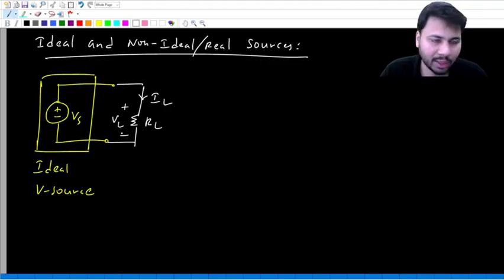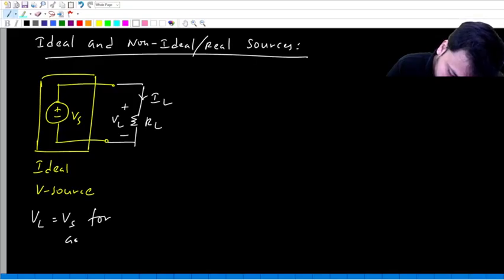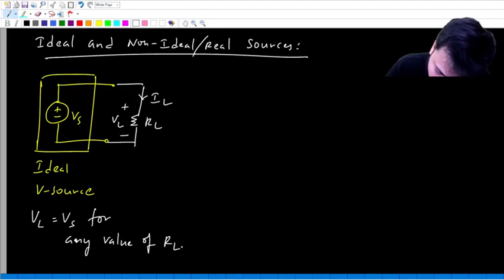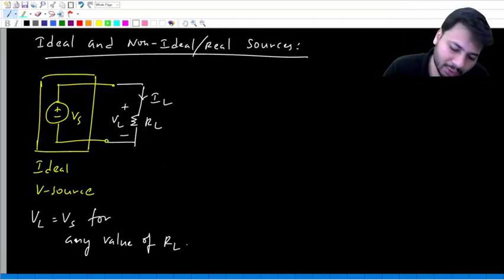Of course here these two are in series as well. In parallel the voltage drop will be the same for both the elements. So whatever be the value of RL, the load voltage will always be equal to the source voltage. So VL equal to VS for any value of RL. Whether you connect 1 ohm or 100 ohms or 100 kilo ohms or 100 mega ohms, always the load voltage will be equal to VS. So this is an ideal voltage source.